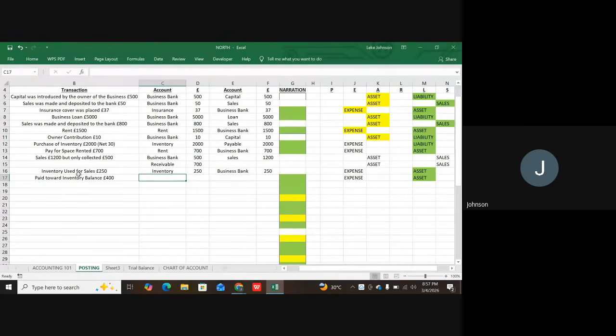Because they say inventory used for sales. They didn't tell us it was bought, it was used. So does it make sense for us to go and pay money for it? Don't we have inventory? Inventory should be credited, sir. It should be inventory and sales. So which one do we debit, which one do we credit? You should debit inventory, then credit sales. So we debit inventory and credit sales.